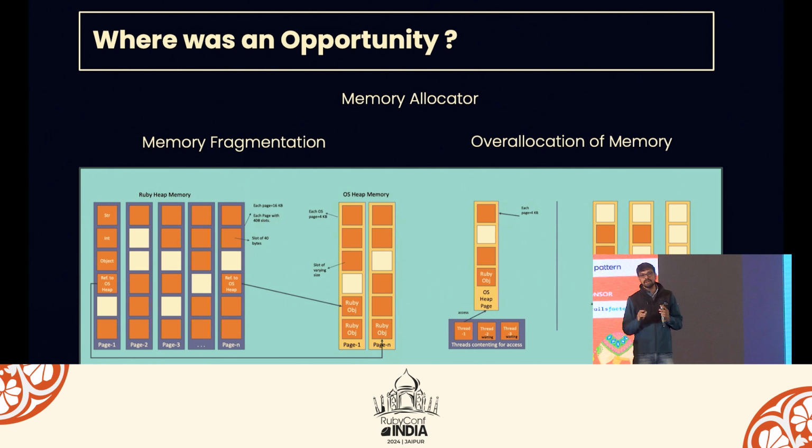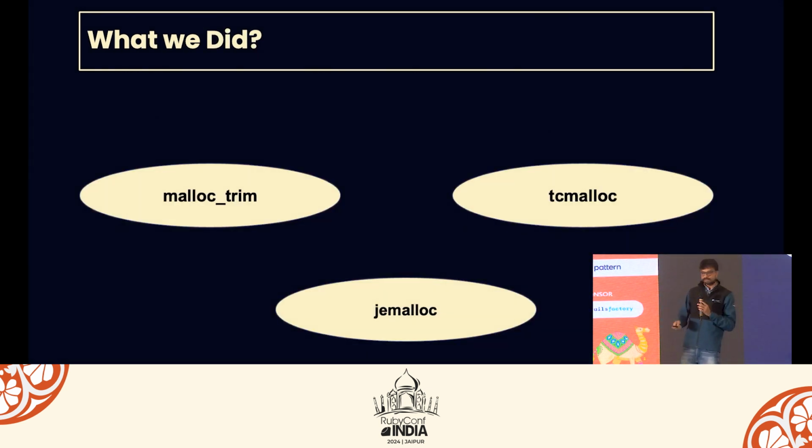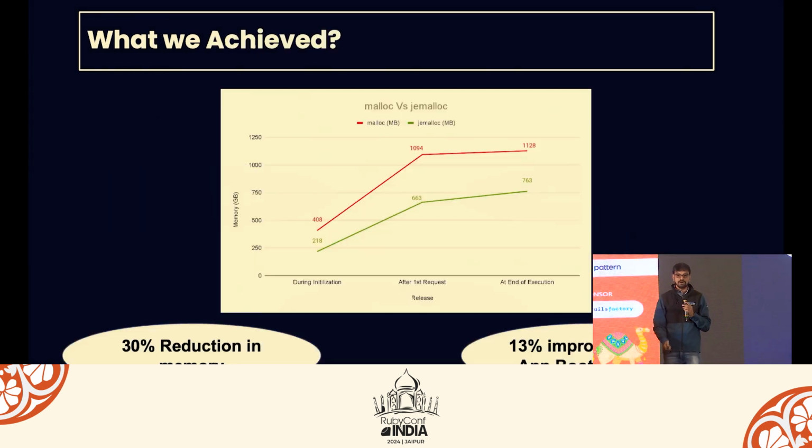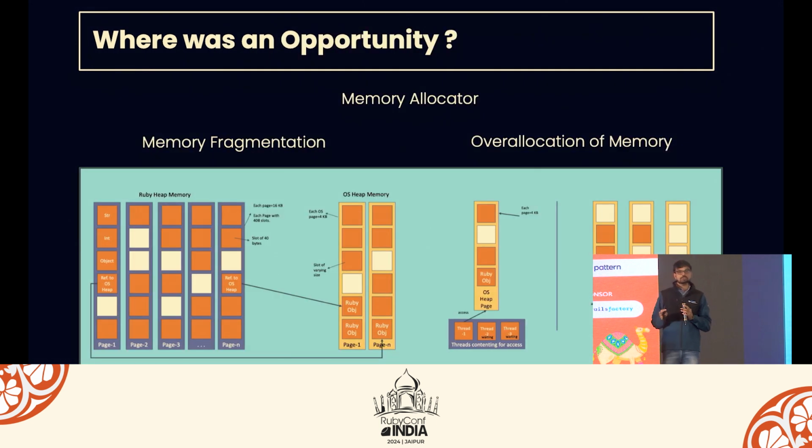We identified one component called the memory allocator. This memory allocator is responsible for allocation and deallocation of objects. But in the case of deallocation, there is an issue with memory fragmentation. And this matters in the case of multi-threading, because Ruby internally also has multiple threads, even in a single process.